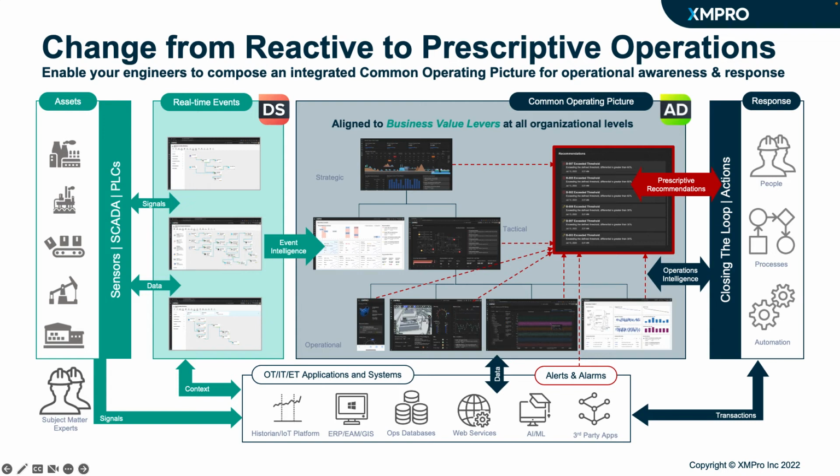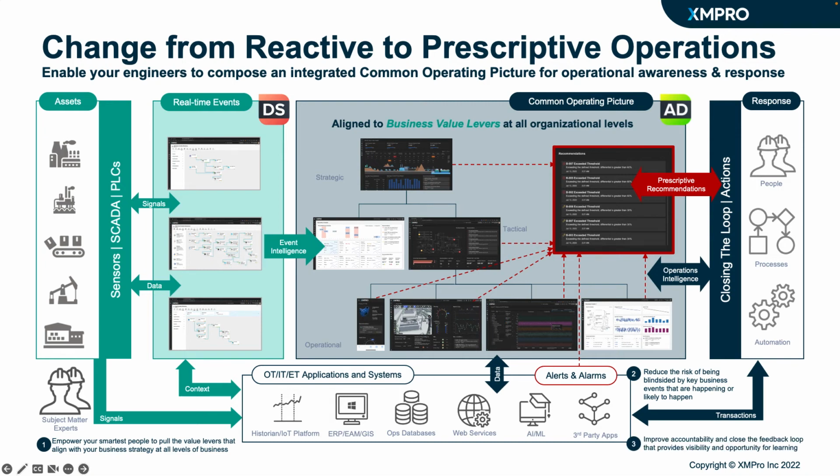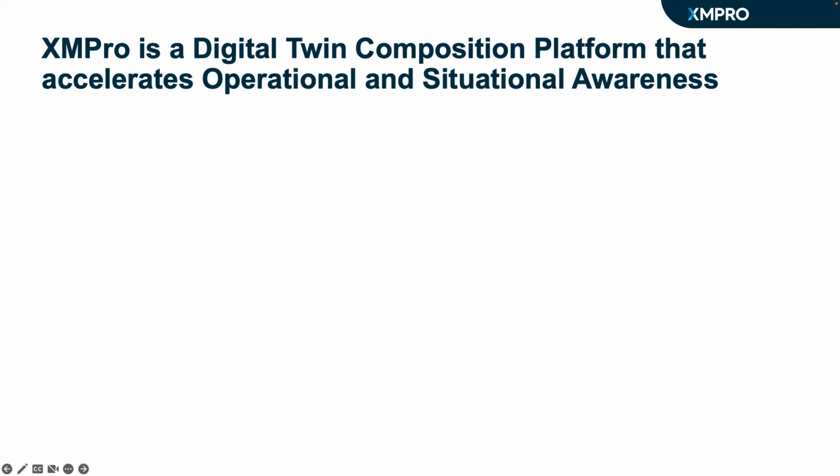You can also bring in alarms and alerts from other systems into this common operating view, again to make sure that recommendations are consistent across the business. So XMPro enables you to empower your smartest people to pull the value levers that align with your business at all levels. It reduces the risk of being blindsided by key business events that are happening or likely to happen, and it improves accountability and closes the feedback loop that provides visibility and the opportunity for learning.